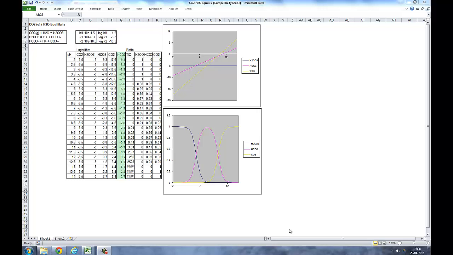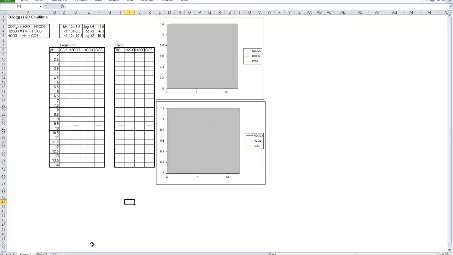So I'm going to just explain how to fill in the spreadsheet that shows the distribution of inorganic carbon in fresh water. You've got a version of this that looks like this. So you've got the equilibrium constants for the dissociation of carbon dioxide in water. These are the equations. These are the equilibrium constants, and these are the log equilibrium constants. I'm going to use those in order to populate this table.